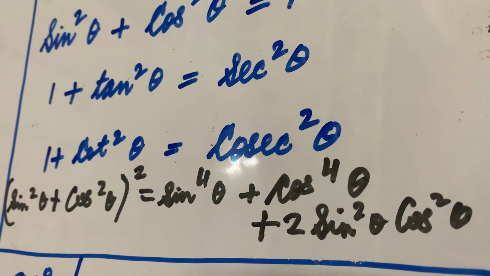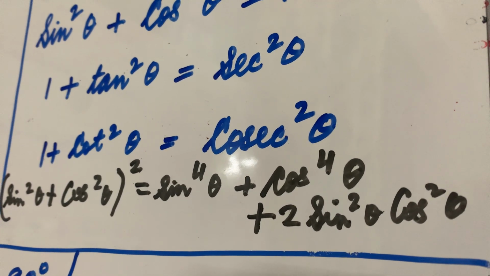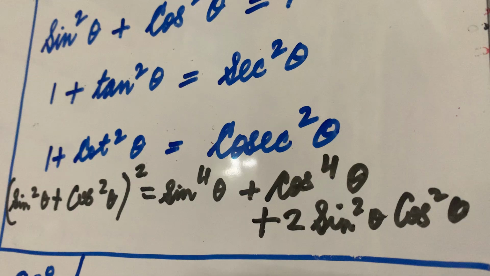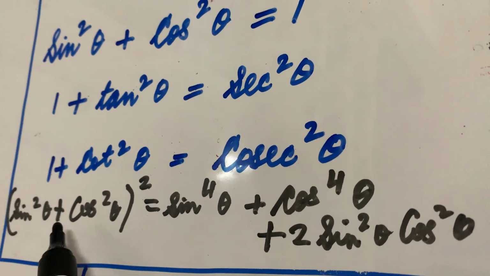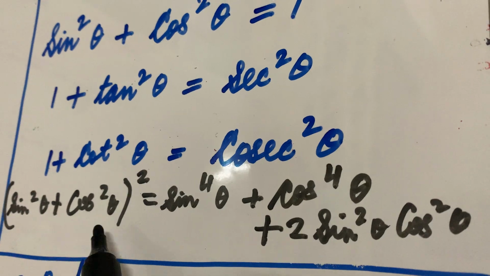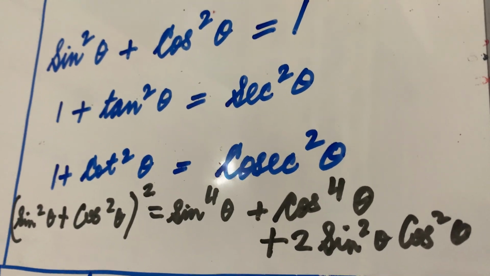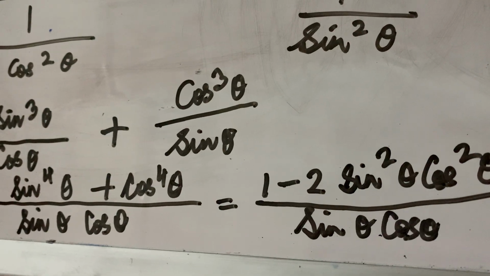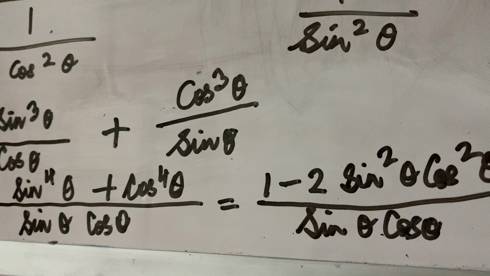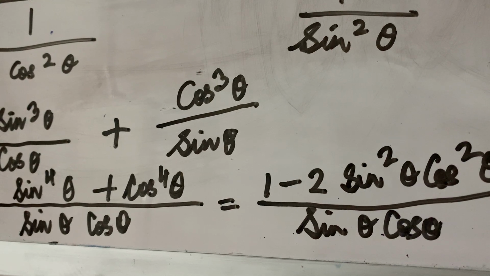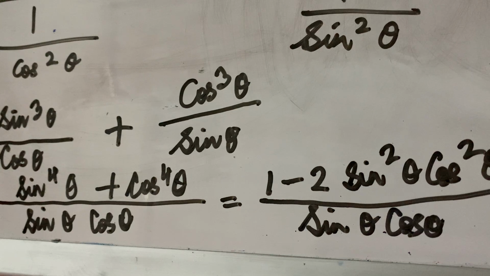So sin 4 theta plus cos 4 theta will be 1 minus twice of sin square theta cos square theta, because sin square theta plus cos square theta is equal to 1 as per this formula. Hence, ultimately what we get is sin 4 theta plus cos 4 theta equals 1 minus twice sin square theta cos square theta, divided by sin theta cos theta. Okay. So this is the left hand side which we get.